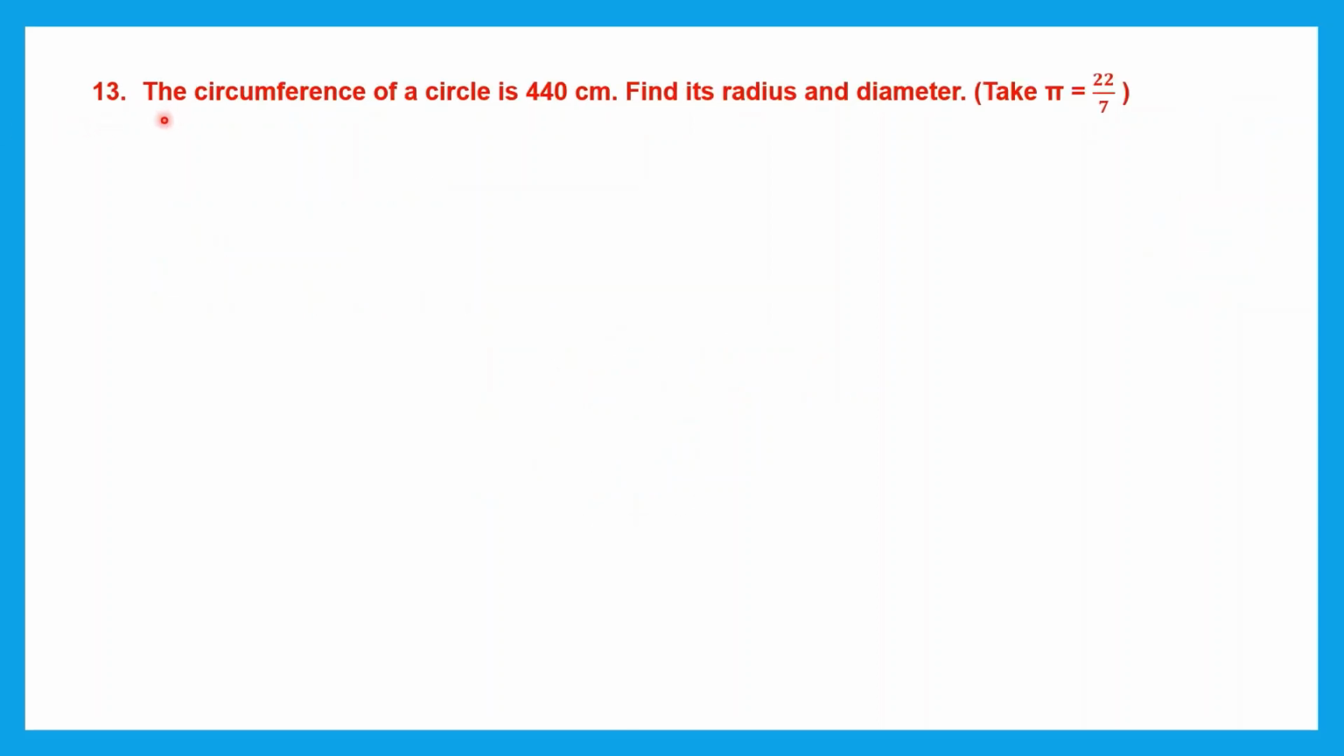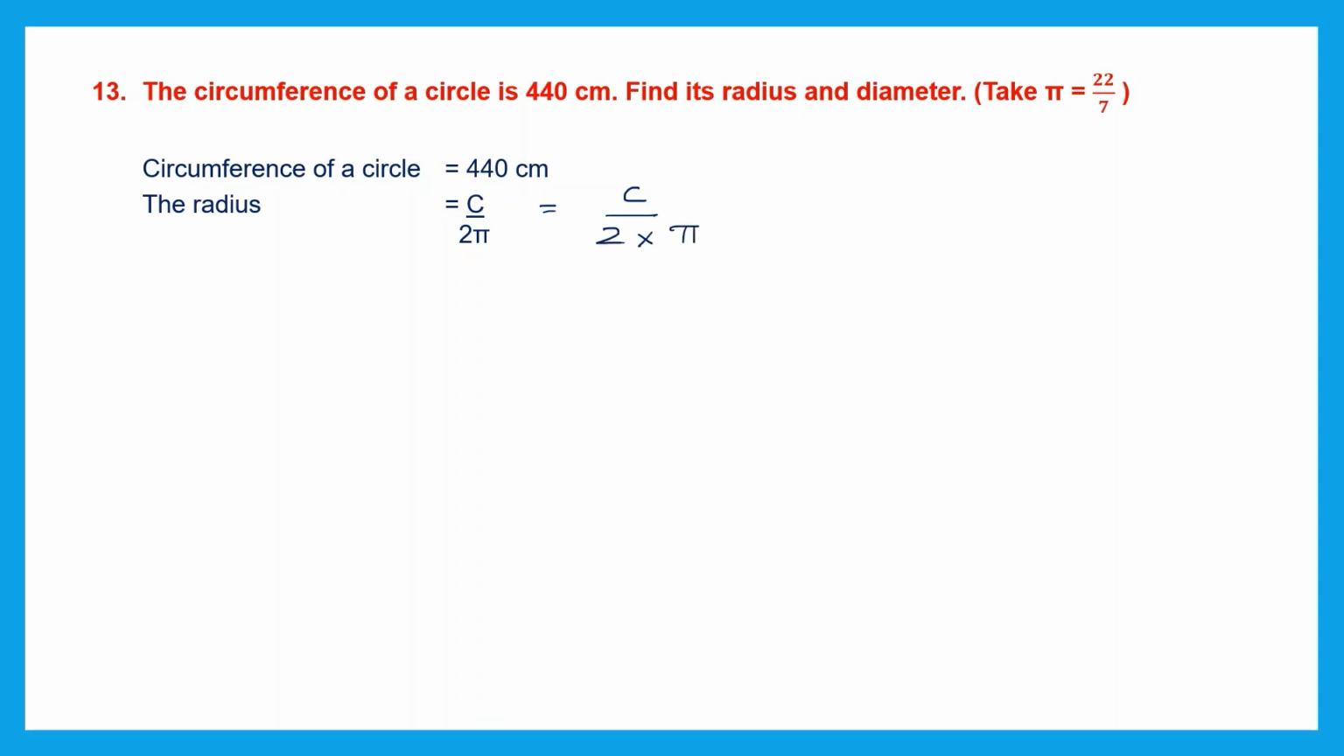Question 13. The circumference of a circle is 440 centimeters. Find its radius and diameter. Take pi to be 22 by 7. So the circumference is given. So let's begin. So the circumference of a circle is 440 centimeters. So when circumference is given, the formula to find the radius is circumference by 2 pi. So that is circumference by 2 into pi.